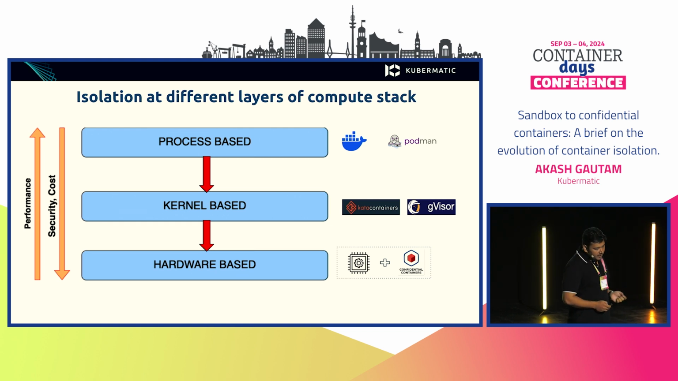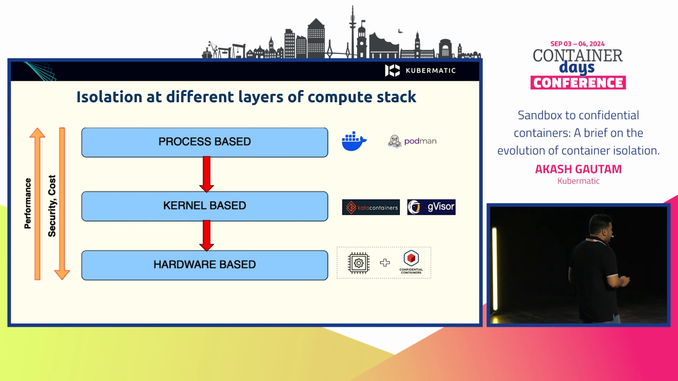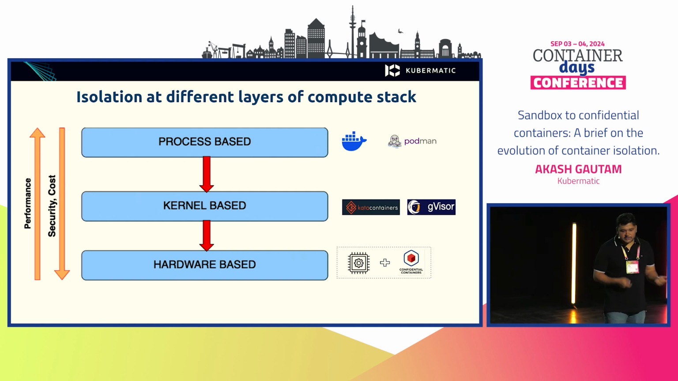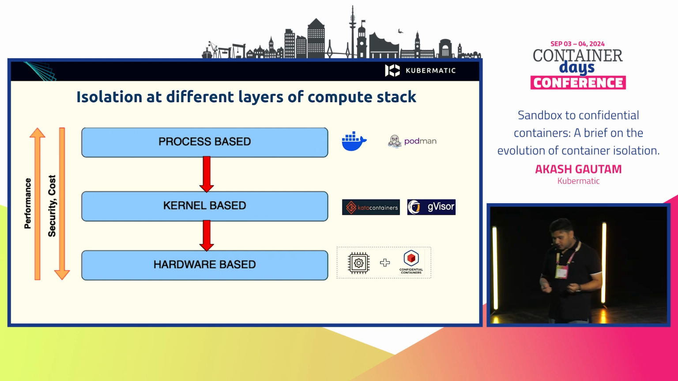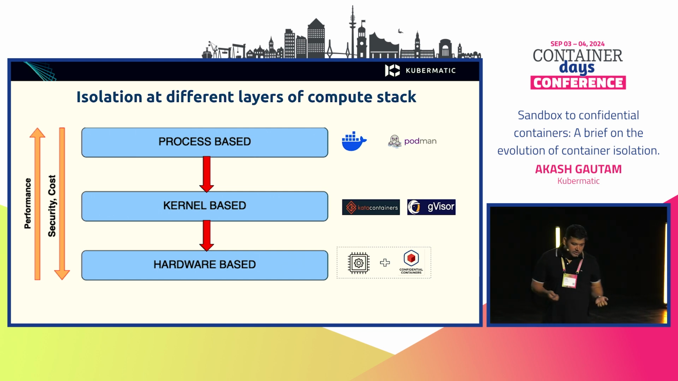So we talked about isolation at different layers of the compute stack. We started with process-based isolation, which we get by default. We talked about kernel-based isolation, which we get from Kata containers or gVisor. And then we talked about hardware-based isolation, which we get by using specialized hardware and also leveraging software stacks like confidential containers.